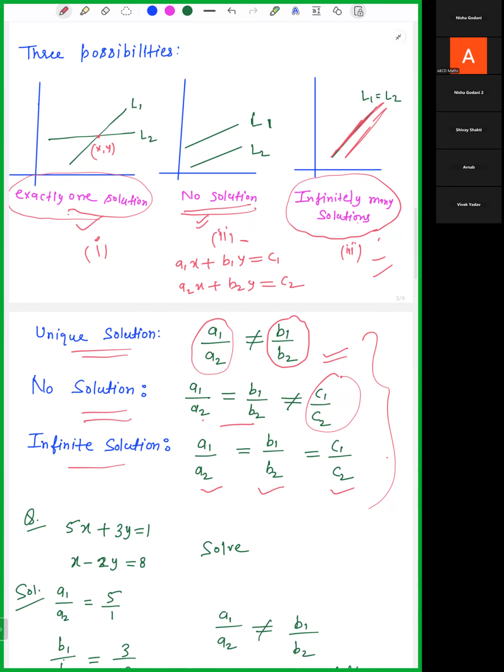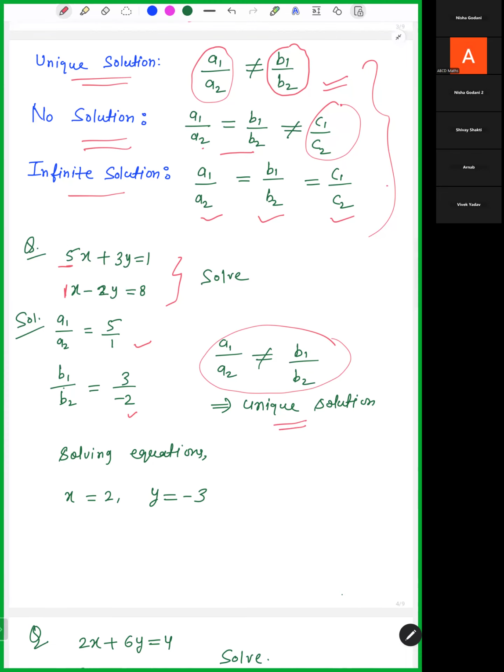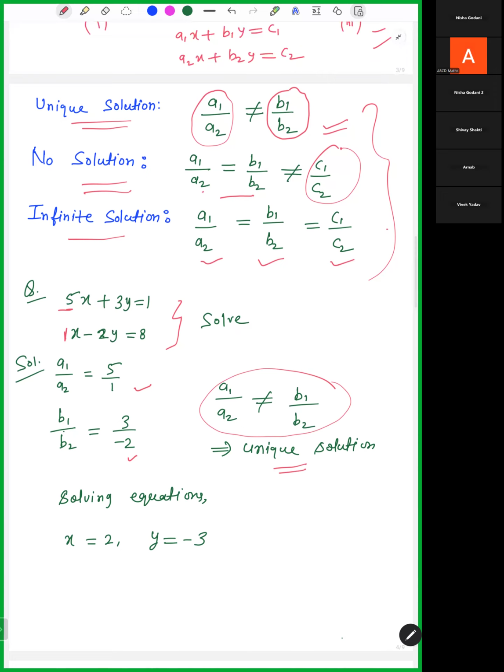You can also understand this with the help of an example. If you have this system of two equations and two unknowns, then in this question, a1 is 5 and a2 is 1. So a1 upon a2 is 5 upon 1, and b1 upon b2 is 3 upon minus 2. So these are not equal. This means that the system has a unique solution. You can determine with these conditions which kind of solution there is, or whether a solution exists or not. But what is that solution?